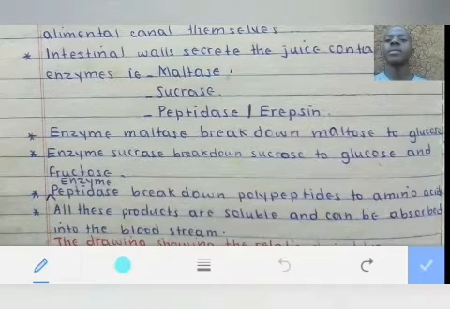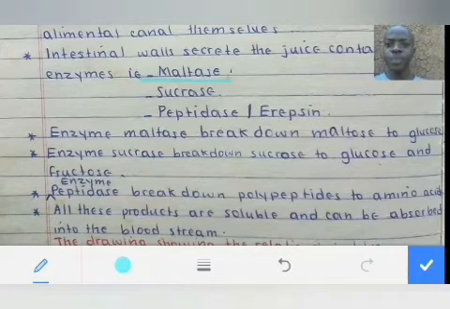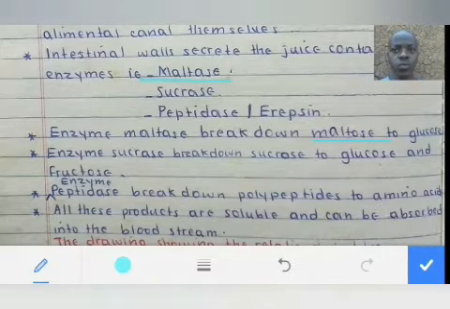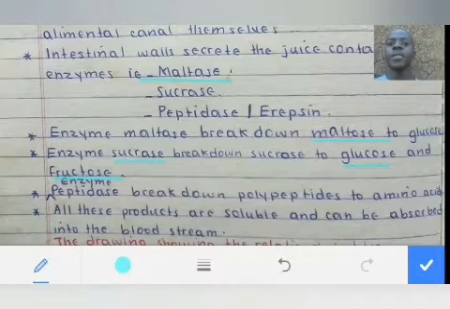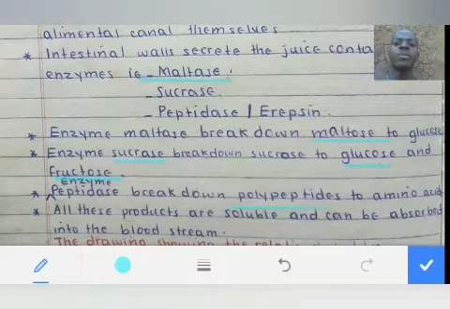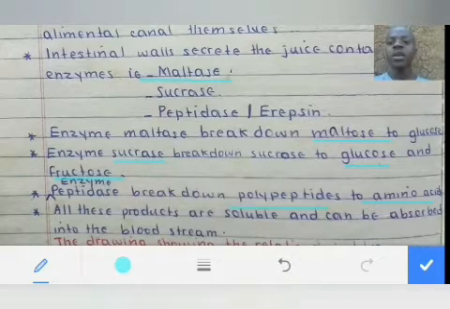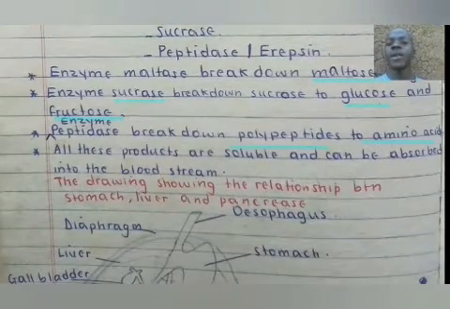So now, we have enzyme maltase. This enzyme maltase breaks down maltose to glucose. Then sucrase breaks down sucrose to glucose and fructose. Then peptidase enzyme works on the prepeptides from the duodenum and changes them to amino acids. So, hope you are together there. That is the function of those 3 enzymes.